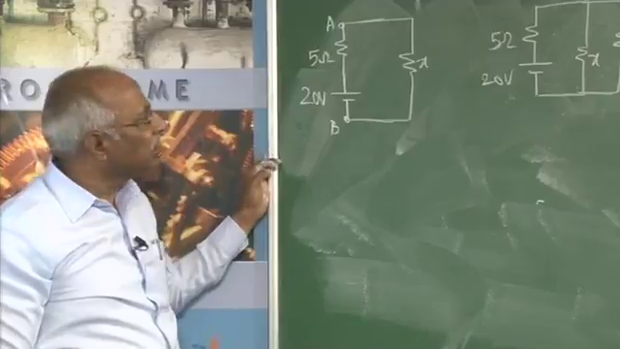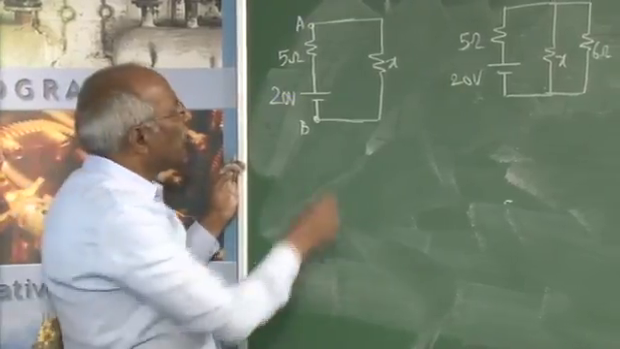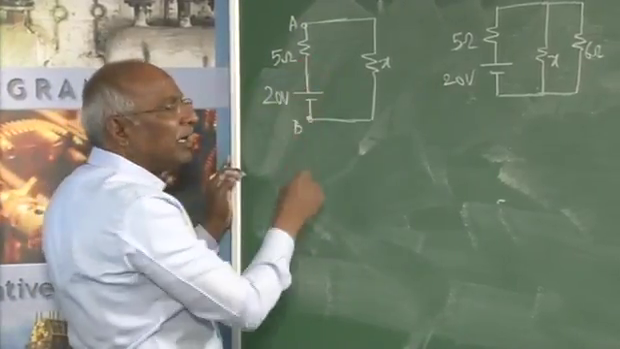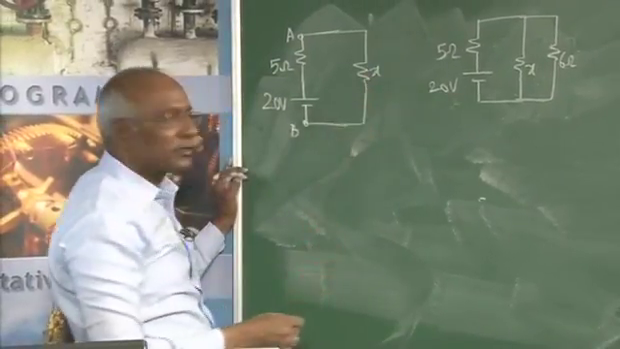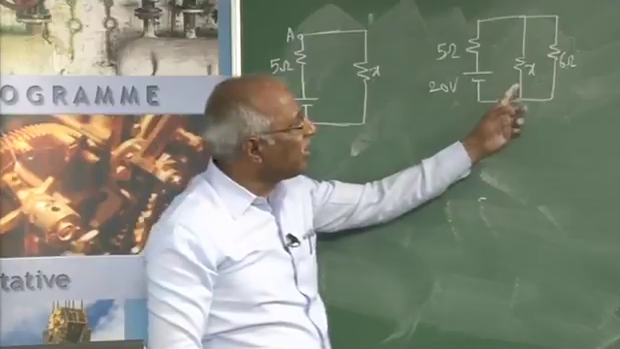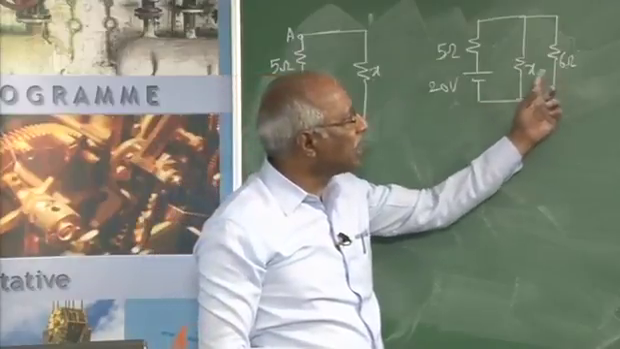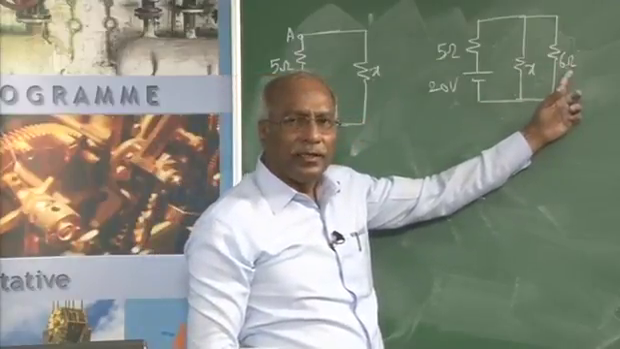What is this external power? The power loss in this 5 ohm is the internal loss, while the power lost in X is the external loss. So here the power loss will be in both X and 6 ohm.